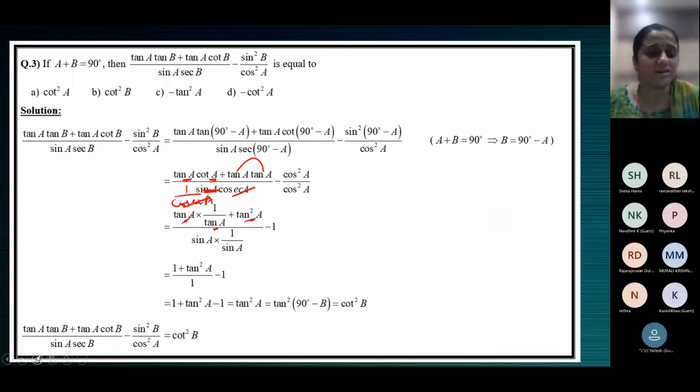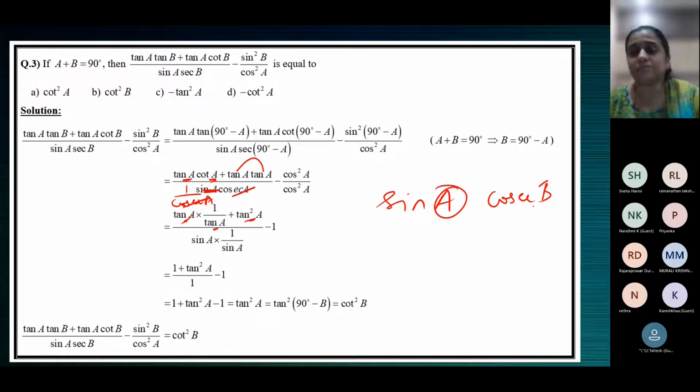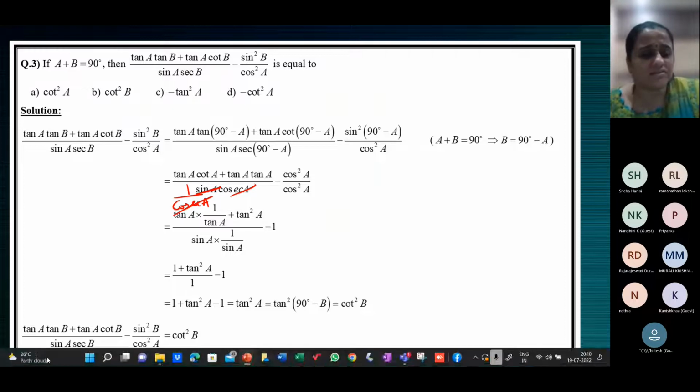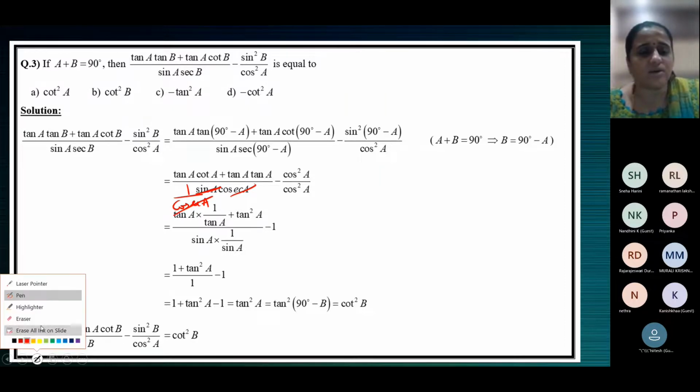Sin A and cosecant B are not reciprocal ratios. The angle should be the same. Sin A and cosecant B are not reciprocal ratios. So sin A, you can write this as 1 by cosecant A and cancel. I have written sin A as it is and cosecant A as 1 by sin A.